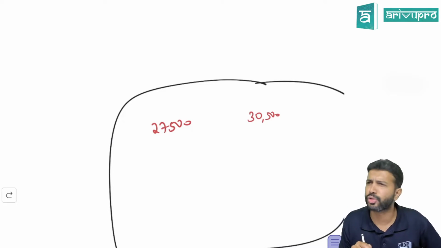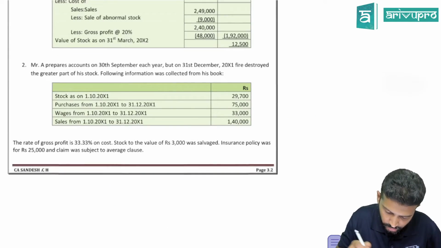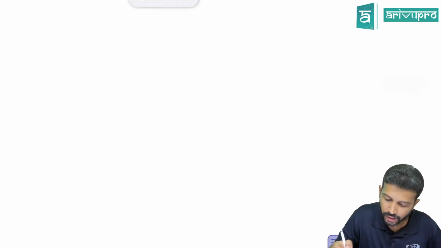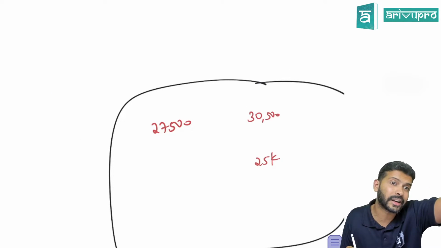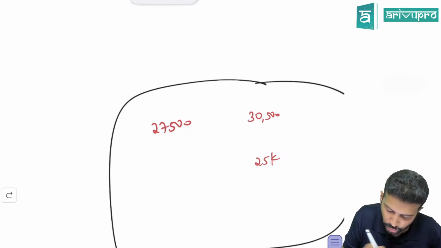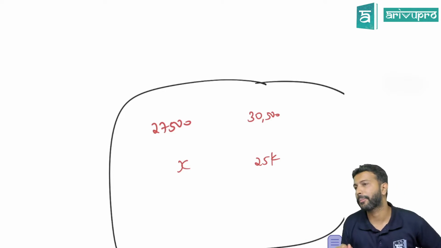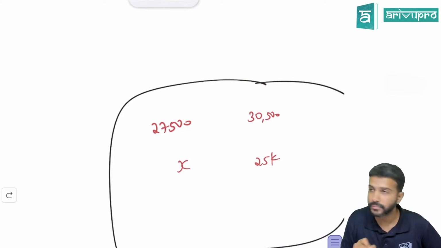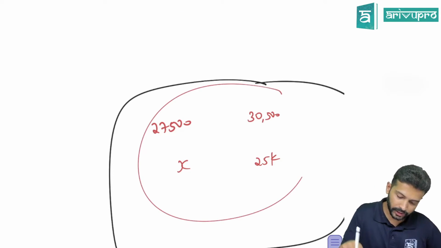But did you take the policy for 30,500? You were being miserly. You took it for a lesser value. How much did you take the policy for? Only 25,000. Now will the insurance company give the full claim or will they prorate it? They will proportionate it. If you have taken the policy only for 25,000, how much claim will you get? That only is the formula. You understood this? Everyone, once more, give confirmation for this box which I have put.